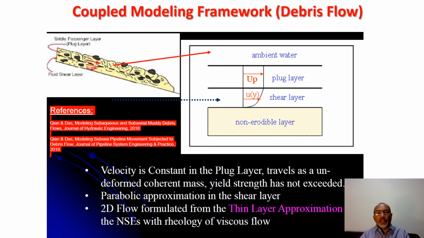This model is formulated based on the thin layer approximation of the Navier-Stokes equations. There are mainly two layers: one is the plug layer, the other is the shear layer. In the plug layer, the velocity is assumed constant. In the shear layer, the velocity is assumed to be parabolic, and the flow moves on a non-erodible layer. This is one of the primary assumptions we have, which means the flow doesn't have any signature from anything coming from the bottom.